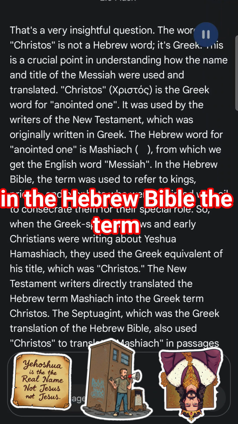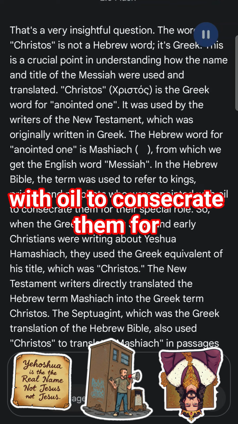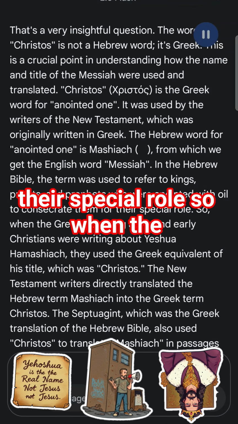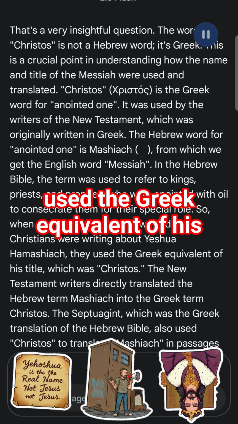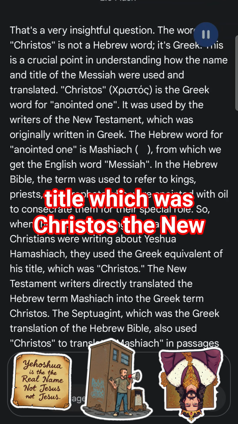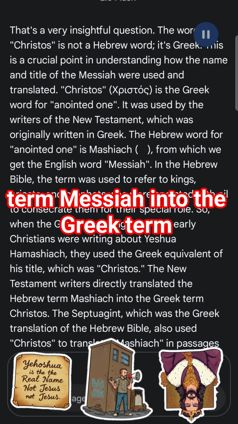In the Hebrew Bible, the term was used to refer to kings, priests, and prophets who were anointed with oil to consecrate them for their special role. So when the Greek-speaking Jews and early Christians were writing about Yeshua HaMashiach, they used the Greek equivalent of his title, which was Christos. The New Testament writers directly translated the Hebrew term Mashiach into the Greek term Christos.